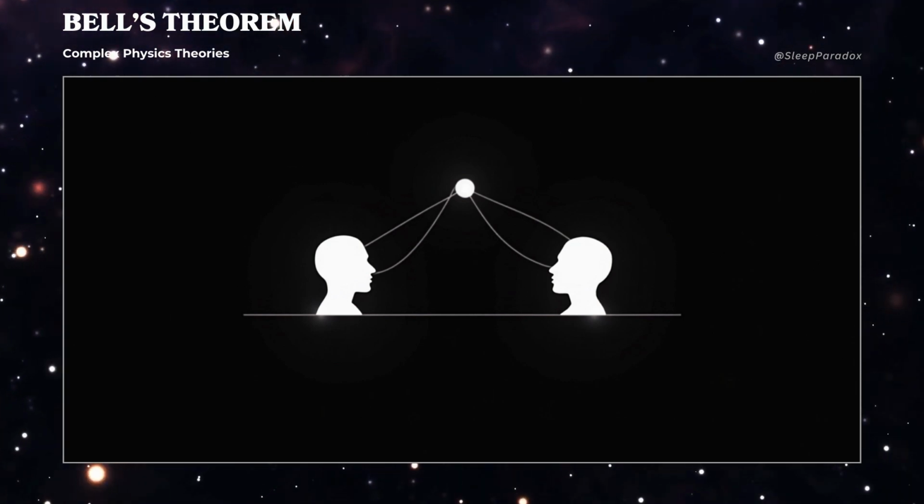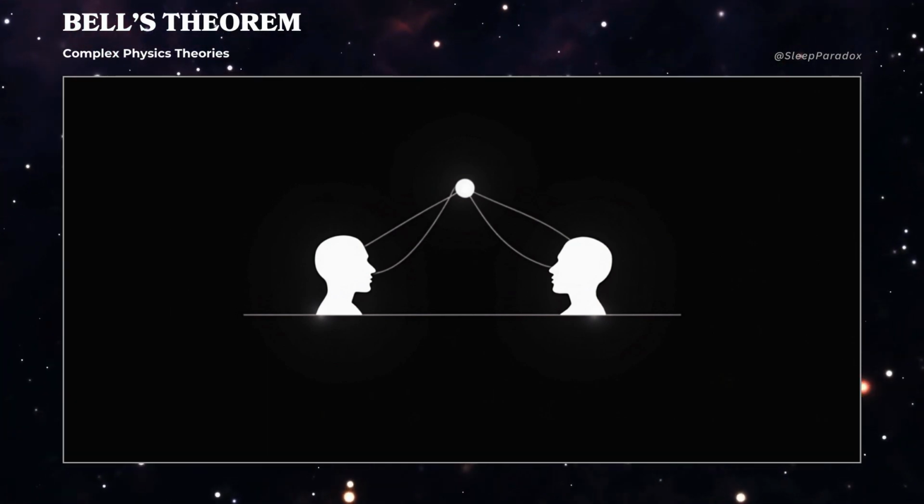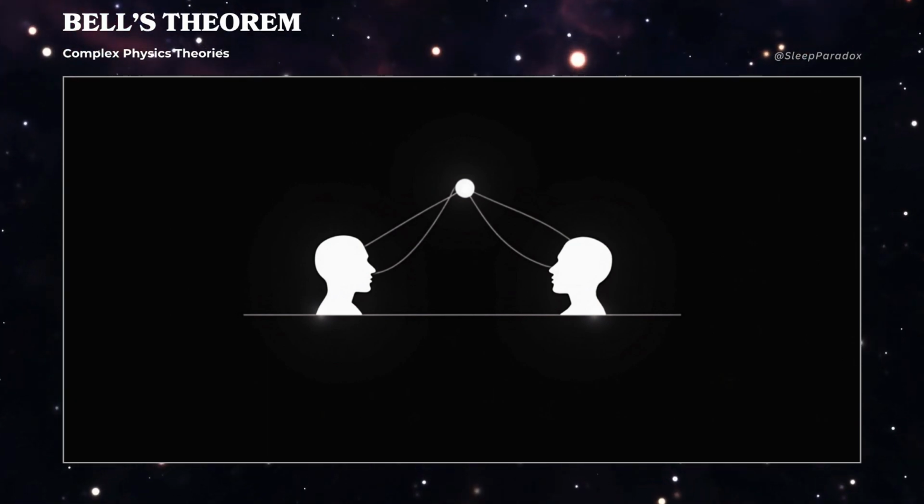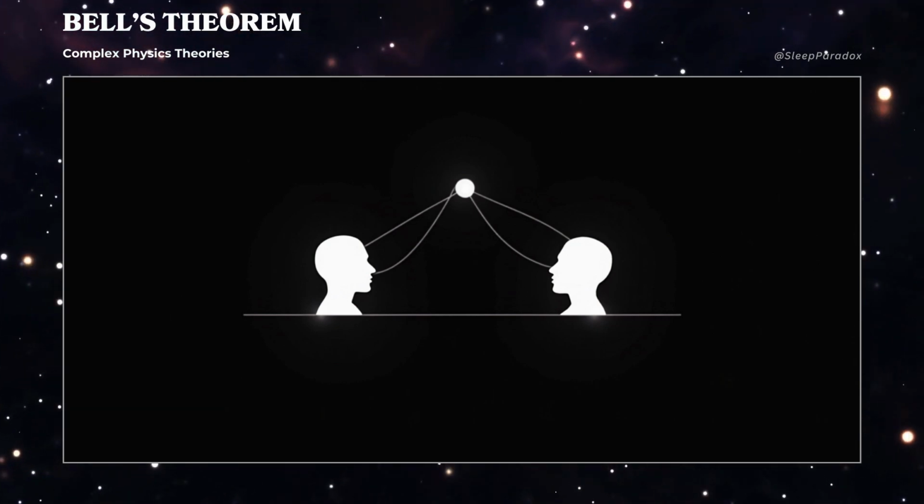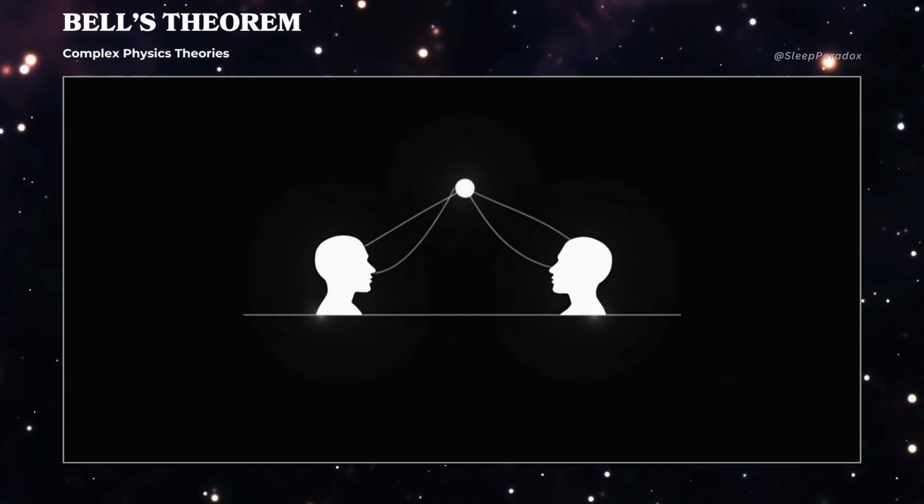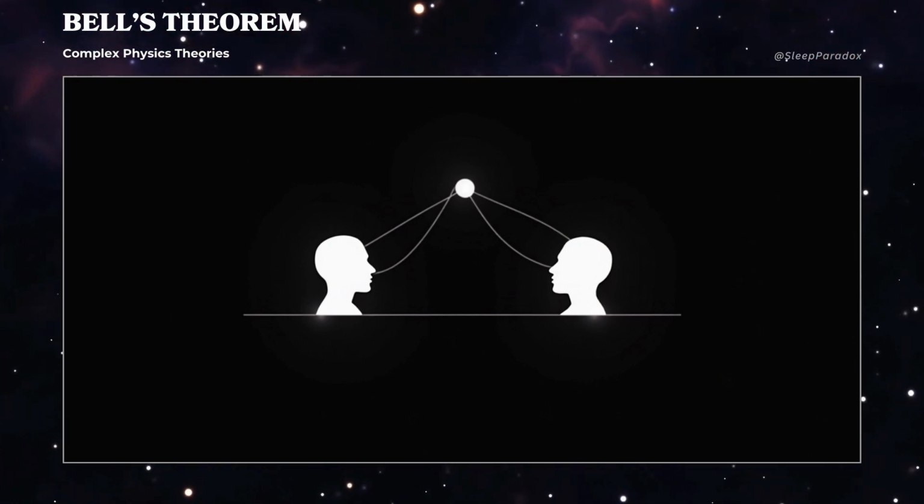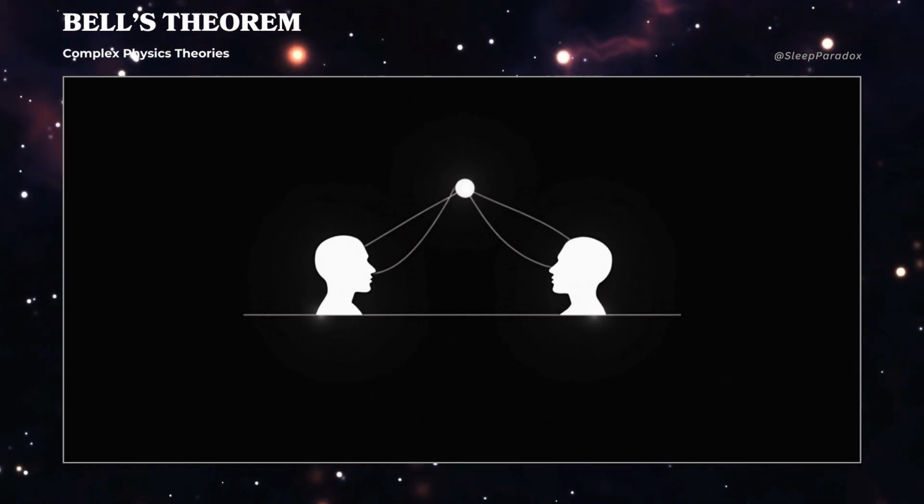He showed that if hidden variables existed, and if the universe were local, meaning that information could not travel faster than the speed of light, then certain statistical relationships, called Bell inequalities, must hold. On the other hand, if quantum mechanics was correct, and entanglement was real in the way the theory predicted, then those inequalities would be violated.